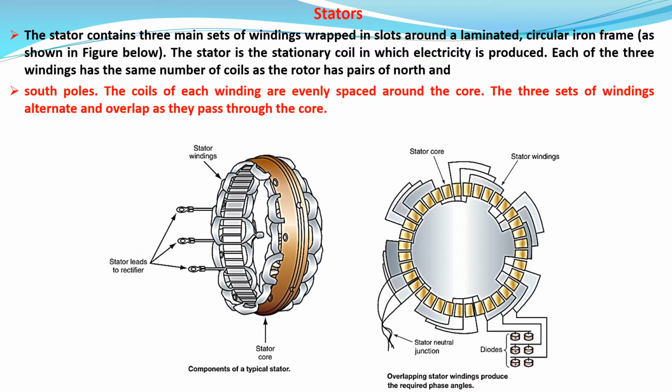The three sets of windings alternate and overlap as they pass through the core. The overlapping is needed to produce the required phase angles.